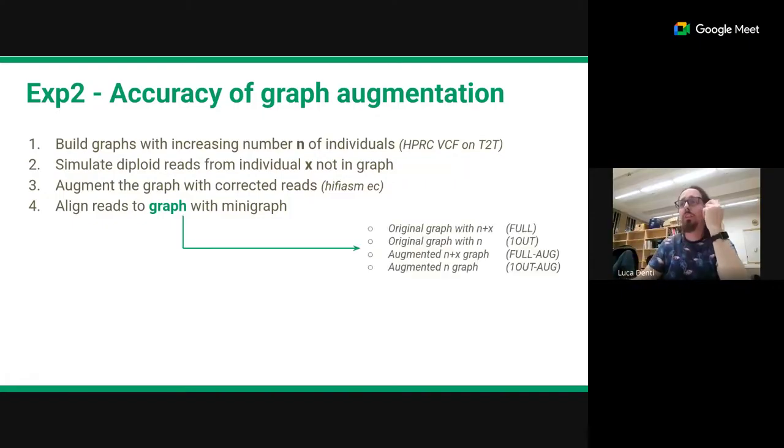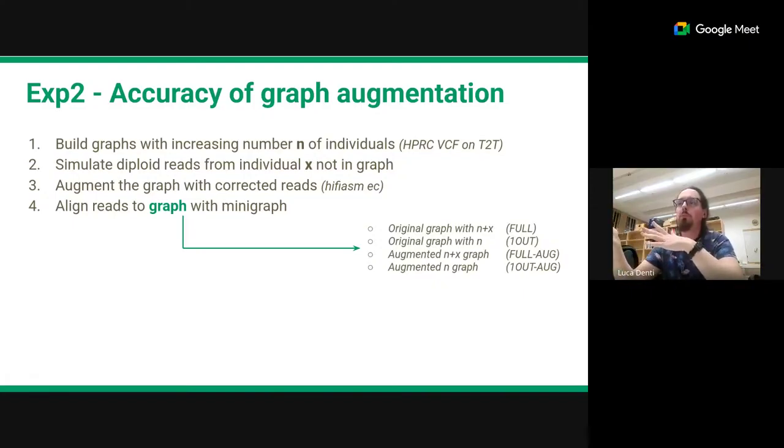But which graph? We have several graphs in these settings. We have the original graph, the full graph with the n individuals plus the x individual that we removed. Then we have the one-out graph, that is the original graph with just the n individuals, without the x individual. And then we have the augmented ones. We augmented the n plus x graph, that is the full augmented. If we augment the full graph, we shouldn't expect to augment anything because the individual is already in the graph. And then the augmented n graph: we take the graph with the n individuals without the x individual and we augment it.